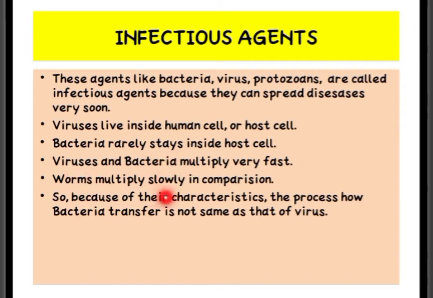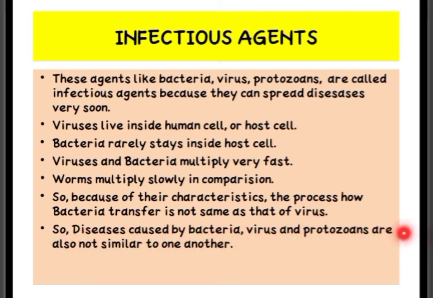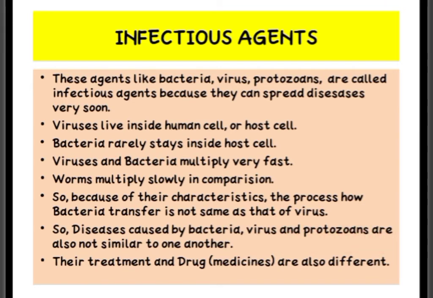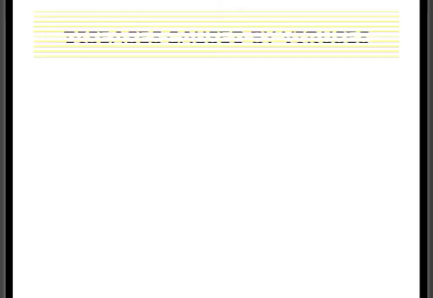Bacteria and virus are both not similar. Okay, one lives inside the human cell, one lives outside the human cell. So because of this reason, the transfer of bacteria and the transfer of virus is also not the same. Diseases caused by bacteria, virus, and protozoans are also not similar to one another. See, their lifestyle is different. So their transfer is also different, and because of this reason, the diseases which are caused by bacteria, virus and protozoans are not the same to one another. And because these diseases are not the same, their treatment is also not the same. And in fact, their drugs are also not the same. Drugs means medicines. Their medicines are also different.